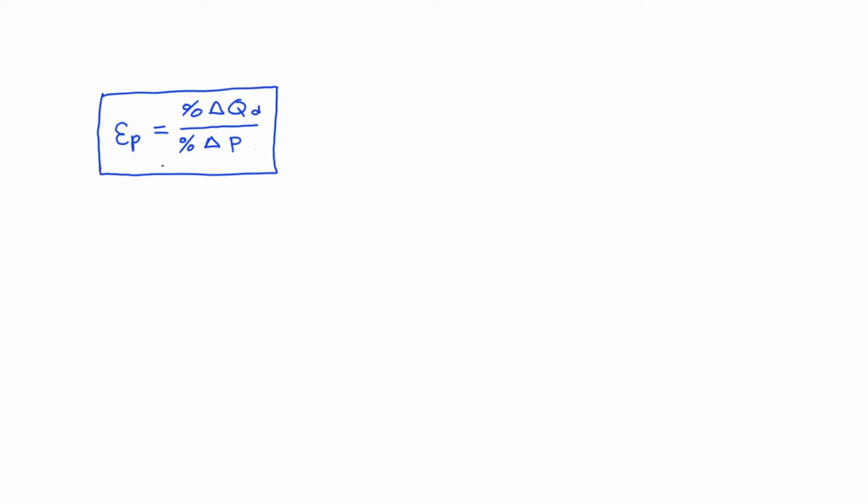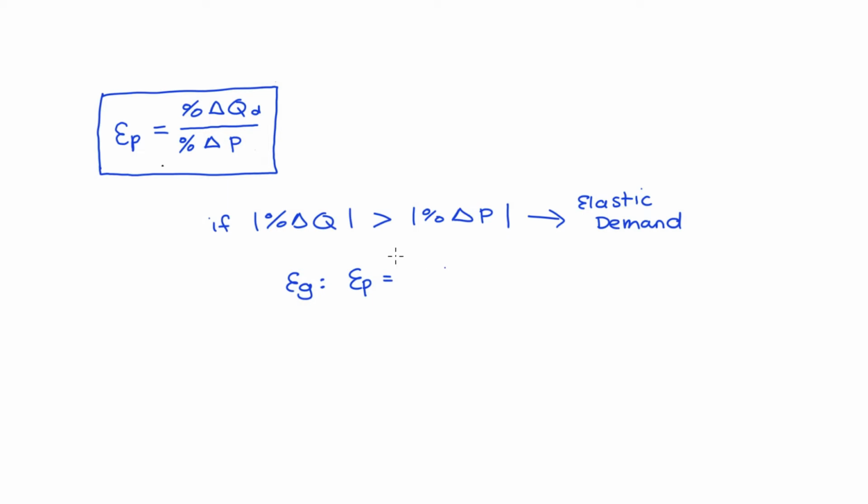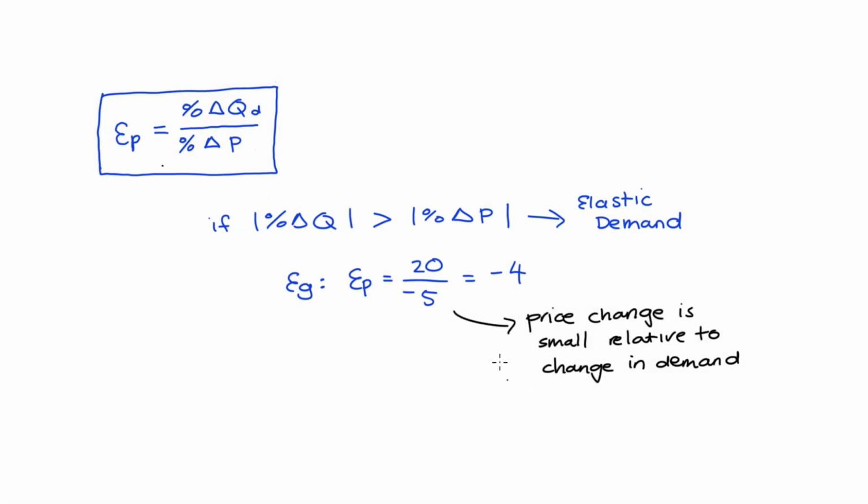The first case is if the percentage change in quantity is larger in magnitude or absolute value than the percentage change in price. And if we have this, then we describe this as elastic demand. As an example, let's say the price for a product decreases by 5% and the quantity demanded increases by 20% as a result. In this case, our elasticity will be -4. When we have elastic demand, the price change is relatively smaller than the change in quantity, and so the demand is being very reactive to the price change.